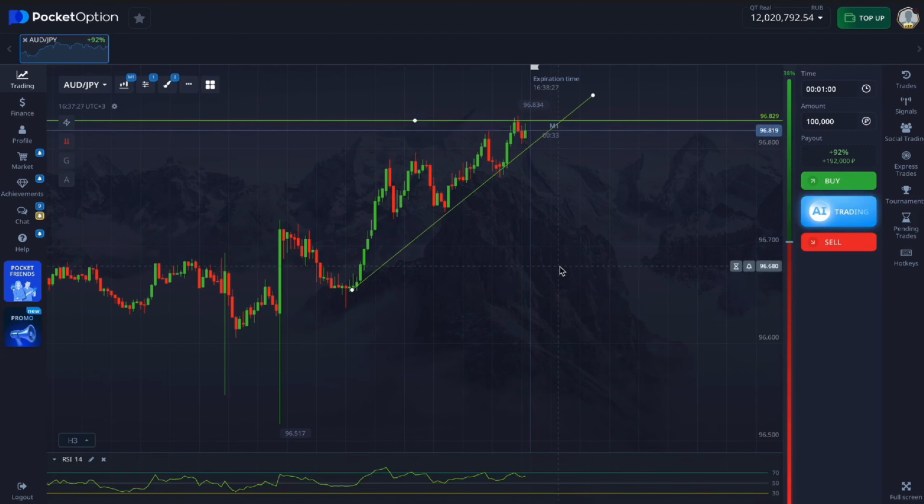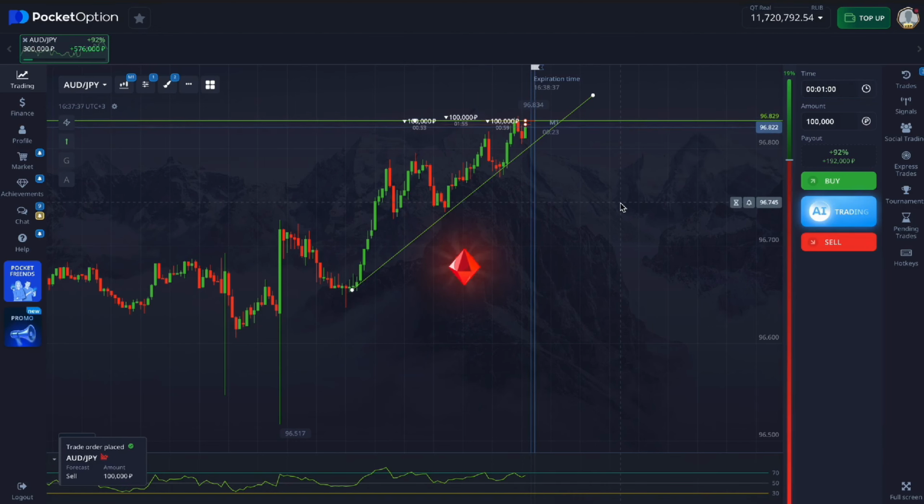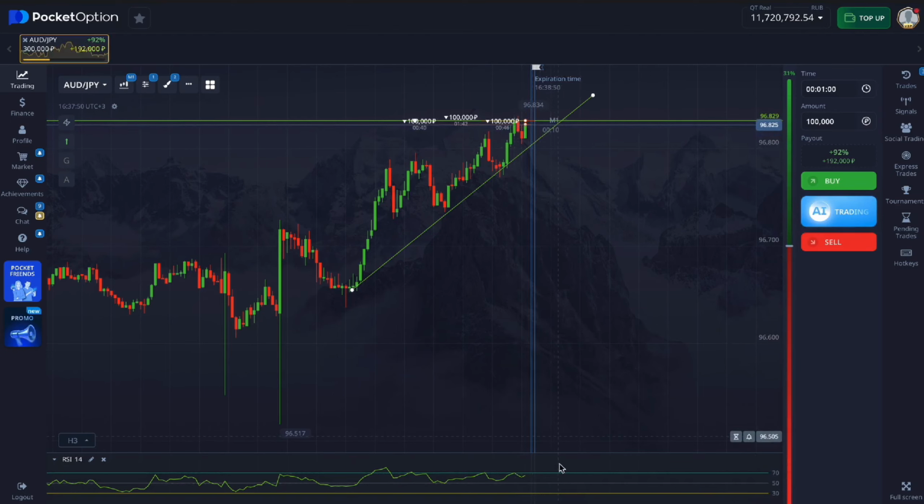Once the price touches our overbought zone, we'll open trades to go down. So first we open one trade, then we open another, and then we place one more trade for 1 minute each. Alright, and now let's wait and see exactly what happens next. So the price touched our overbought zone, and from this level we're opening trades to go down.